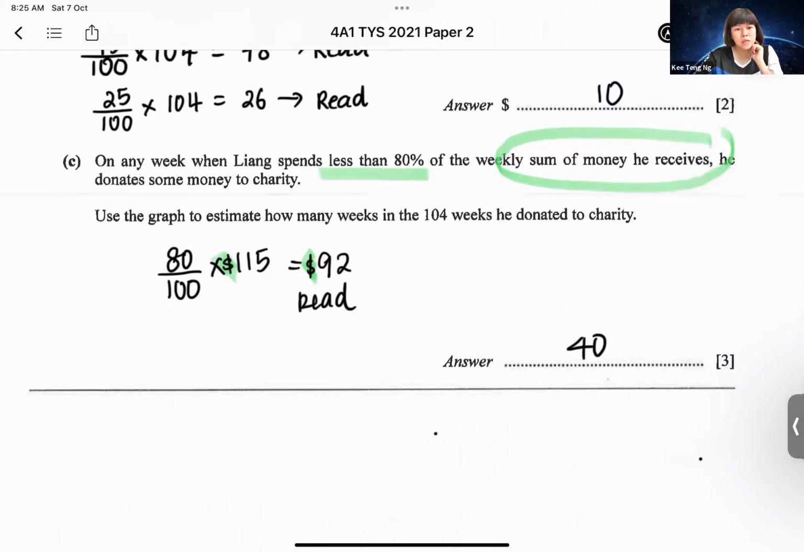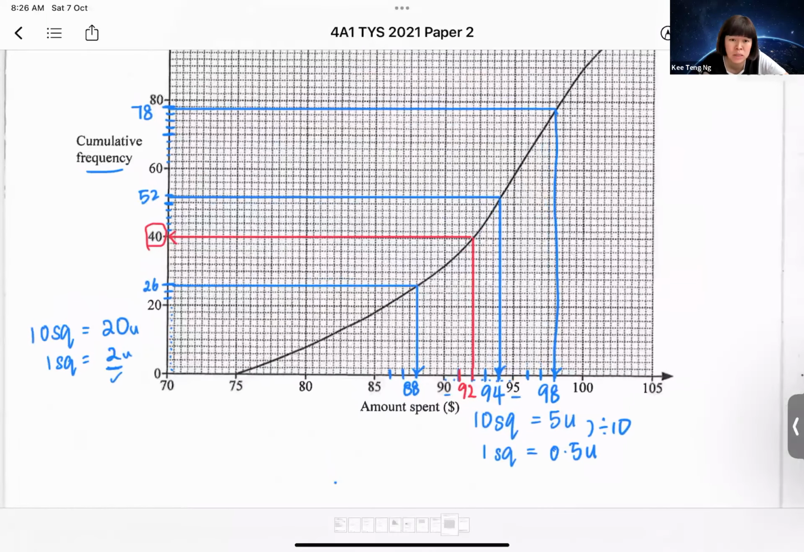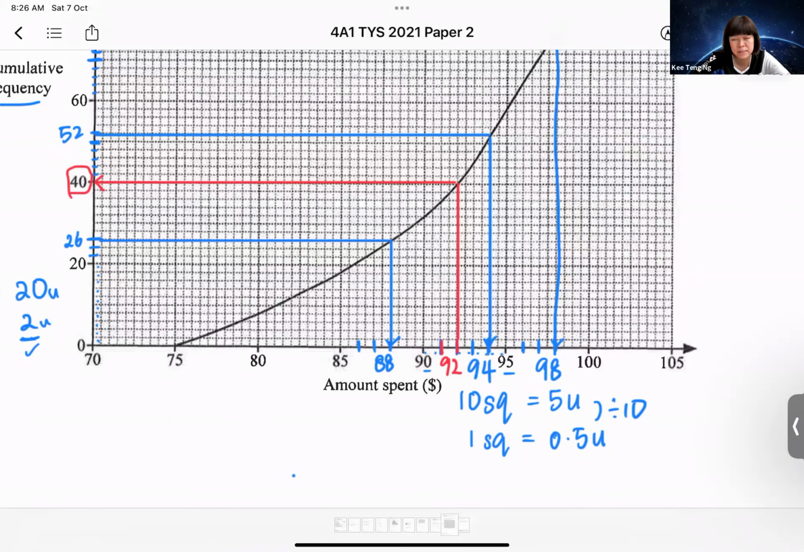Okay, so we are talking about 80% of the amount of money he received. In part A of our answer, the amount of money he received was $115. You notice this one is a dollar, right? 80% of money, so the unit will also be money. So when you go to the axis, you look at the axis that has money. The dollar sign will be the horizontal axis. You read the value. But they say less than, so in this case, we don't need to minus. If the question says more than, then you need to minus.